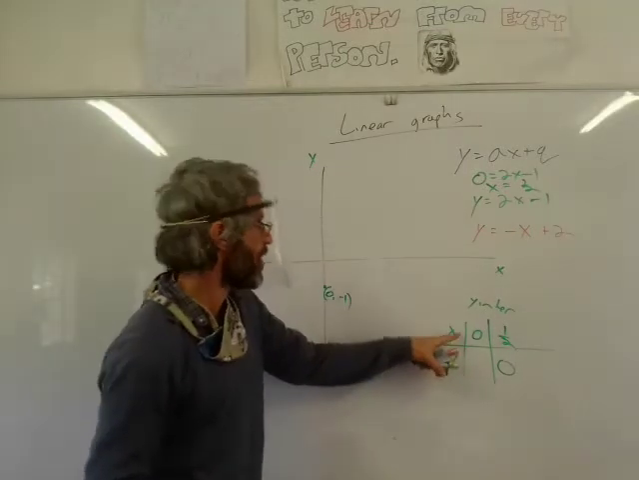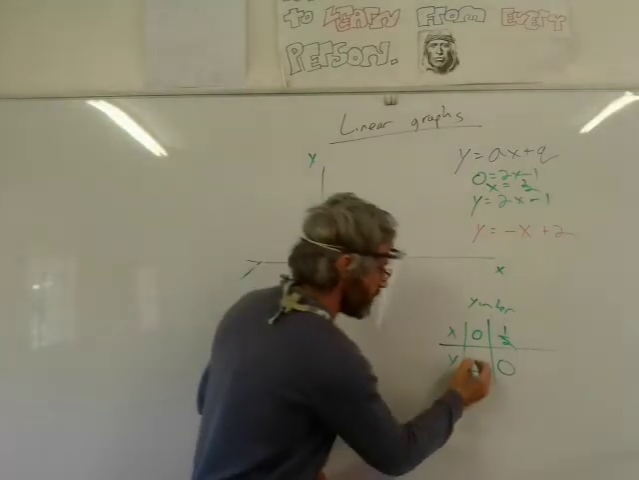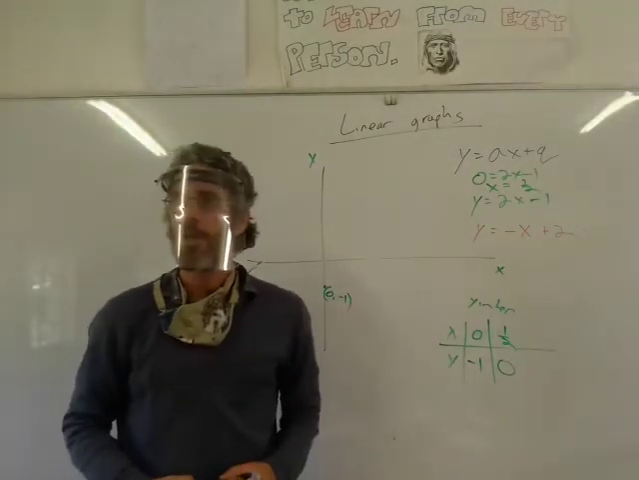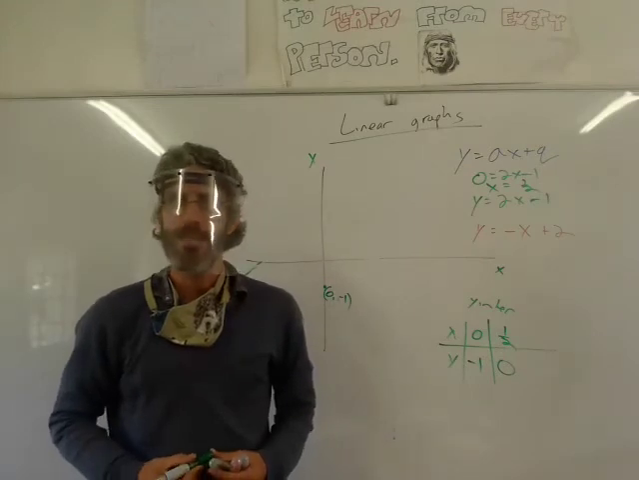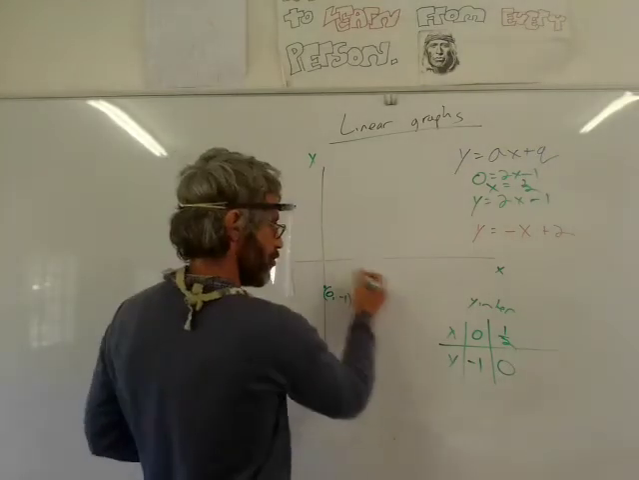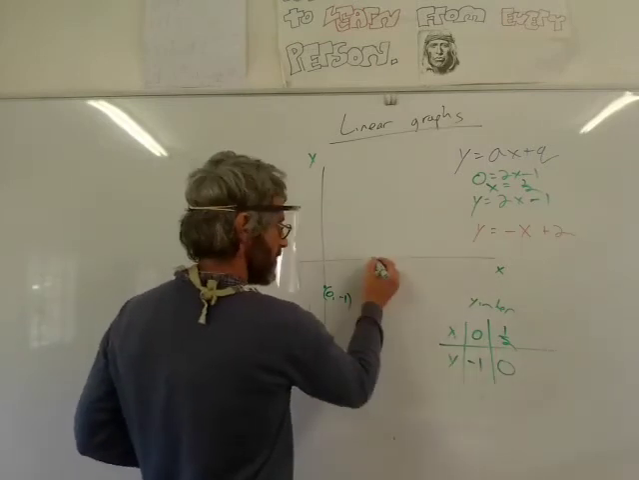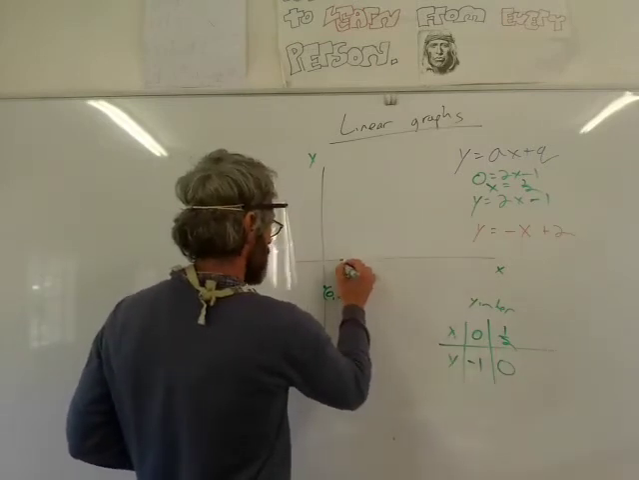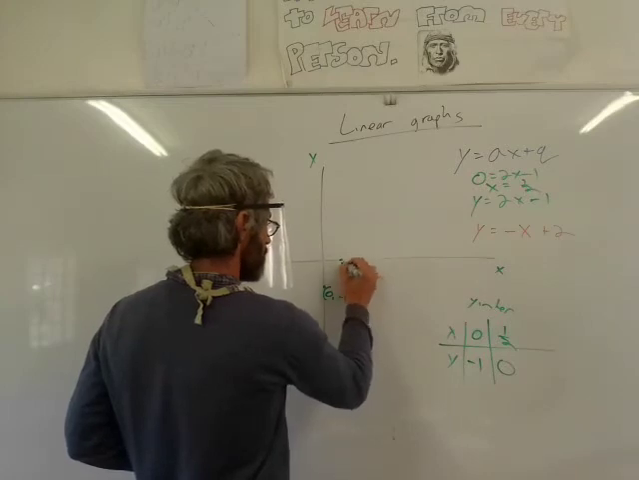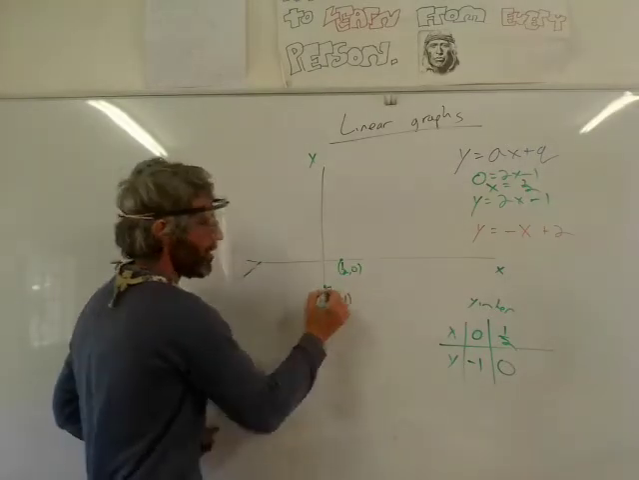Okay? Here I didn't write it, but when x equals 0, y was equal minus 1. Okay? Does that make sense? Okay, now I've got 2 points. I'll draw that. X equals 0, y equals minus 1, and x equal half, y equals 0. So this is half, 0. Okay? So now I've got 2 points.